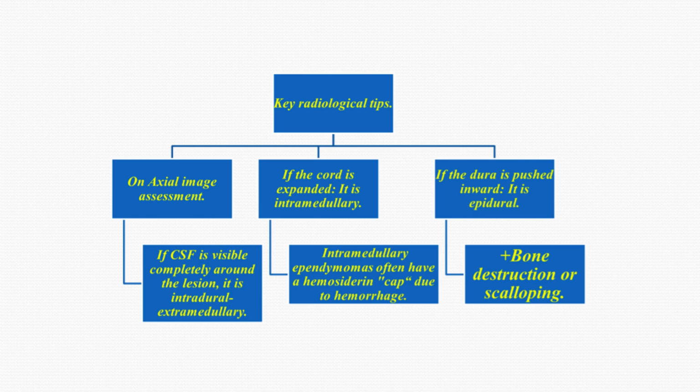Key radiological tips. On axial image assessment, if the cerebrospinal fluid is visible completely around the lesion, it is intradural extramedullary. But if the cord is expanded, it is intramedullary. Intramedullary ependymoma often has a hemosiderin cap due to hemorrhage. Finally, if the dura is pushed inward, it is epidural, plus bone destruction or scalloping.